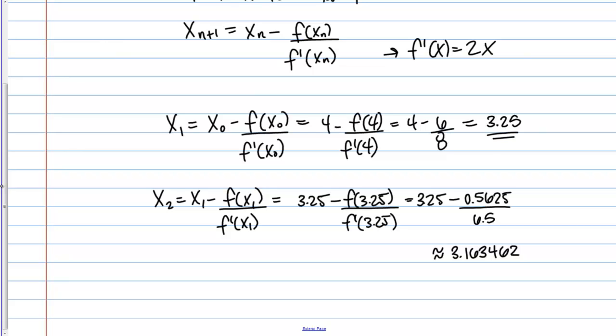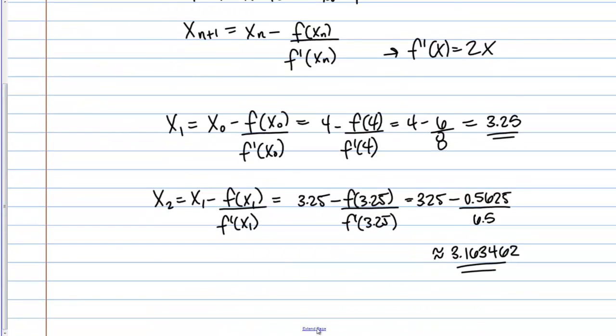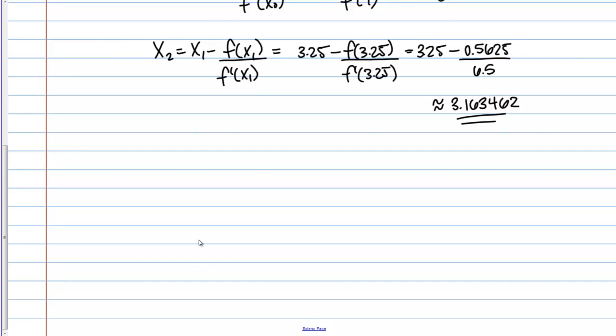So here's our x1 and here's our x2. All right, and then we just continue this process. So remember that the directions say continue iterations until you reach 5 decimal points of accuracy. So in the context of Newton's method, what that means is that until 5 decimal places don't change between subsequent iterations. Okay, so let's keep going.